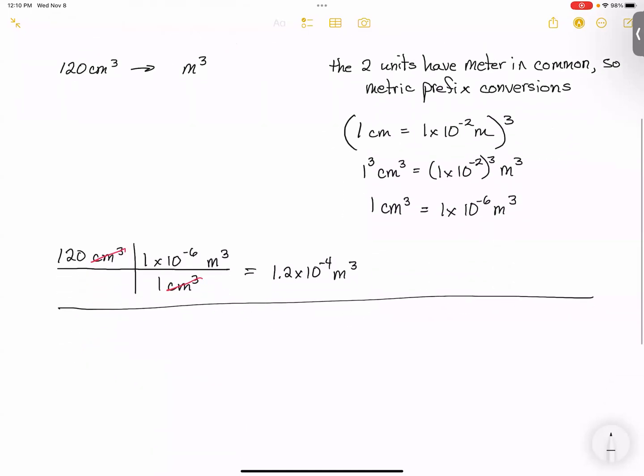Let's look at another example. 15 milliliters cubed is equal to how many microliters cubed?